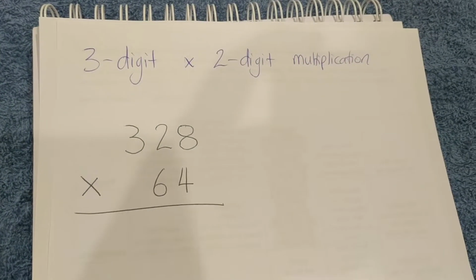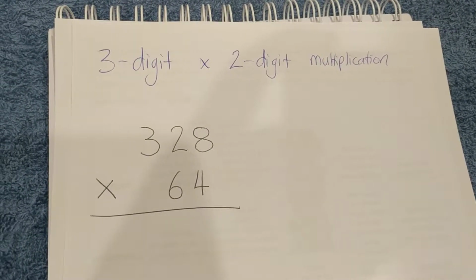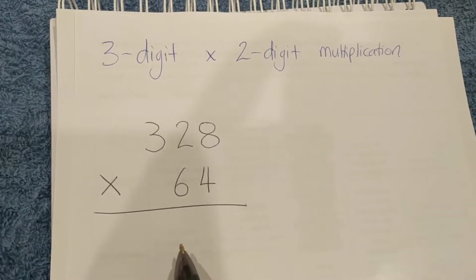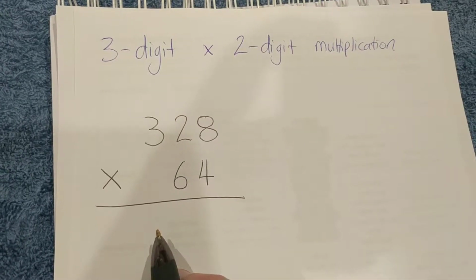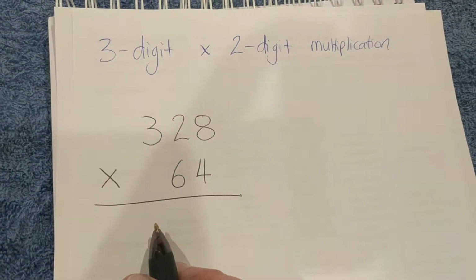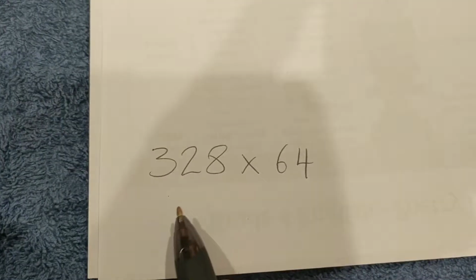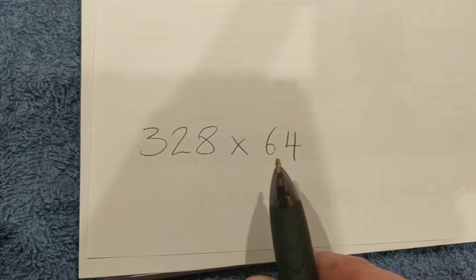Hey guys, this video is to show you how to do 3-digit times 2-digit multiplication. There's a number of ways to do this, but this is one of the most common traditional ways to do it, just using the place value method. Now you may get a sum like this on your test or on your worksheet, 328 times 64.